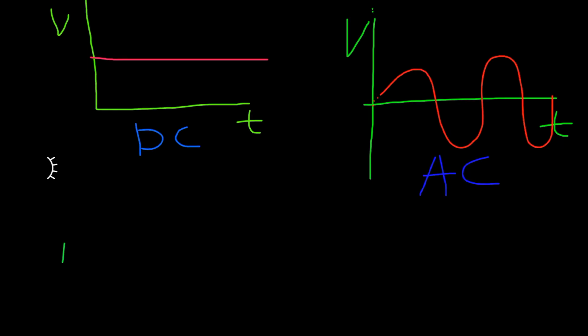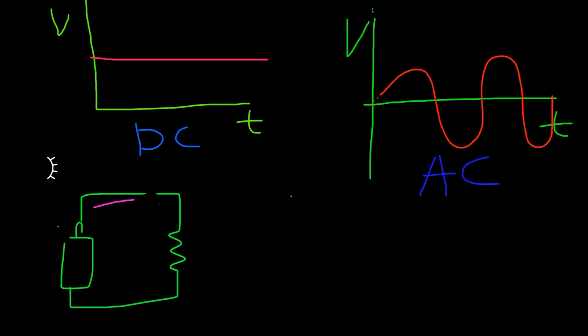DC voltage is obtained from an electric device, an example is a battery. When we connect a resistor in series with the battery, the flow of current is in one direction. The current from the battery flows from the positive terminal of the battery to the negative terminal.